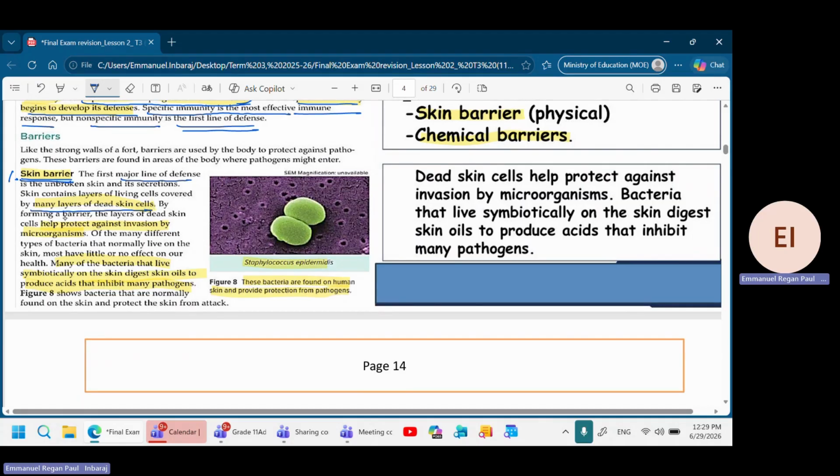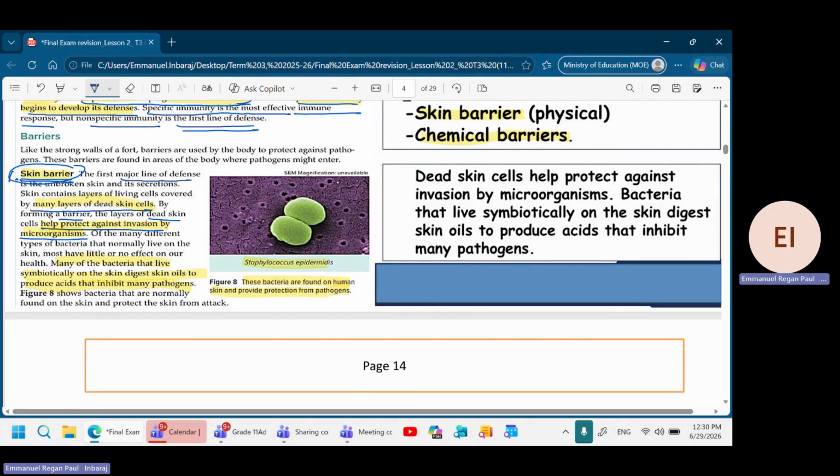Remember, it forms a barrier. So when you hear the word barrier, you should know that it is the skin. How does it protect? The layers of dead skin help to protect against the invasion of microorganisms. It will not allow bacteria or virus to enter your body. The skin is giving you the protection.